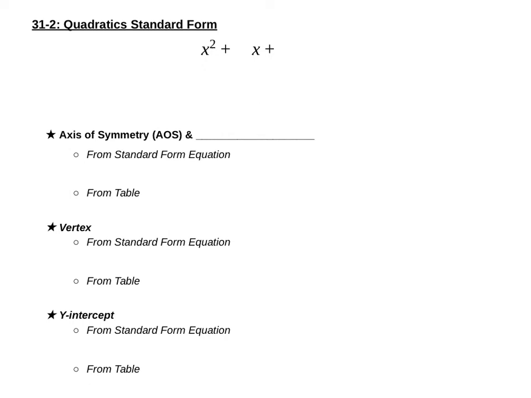All right, standard form of our quadratics, we have ax squared plus bx plus c. We remember a, b, and c are real numbers.